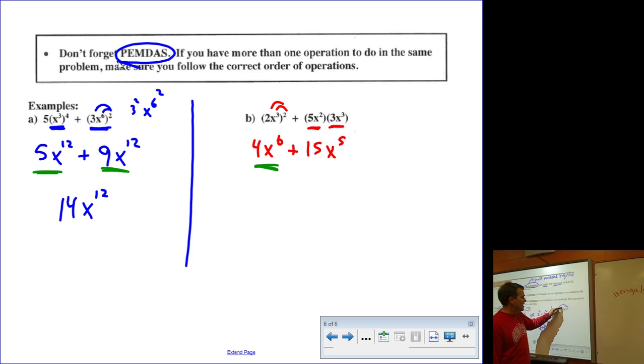Now I have these two terms that I can add together, but in this case I can't, right? These are not like terms. They don't have the same exponent. This is your final result because these are not like terms.